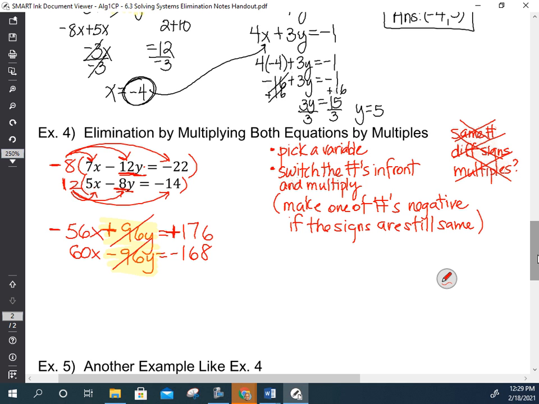So opposites drop out. Negative 56 plus 60, that's 4. 176 plus negative 168 gives you 8. This is when it's real good to have that calculator. Divide both parts by 4. x equals 2.